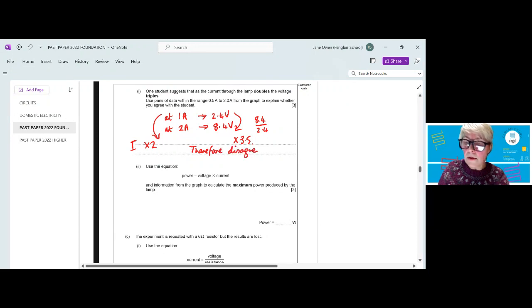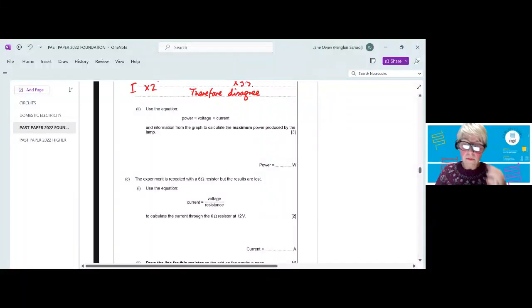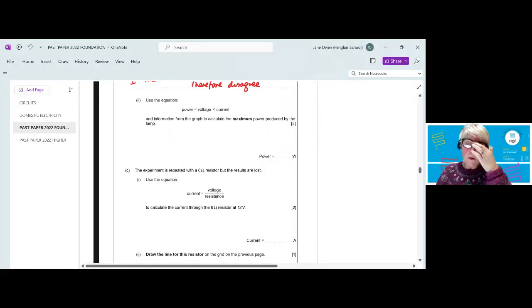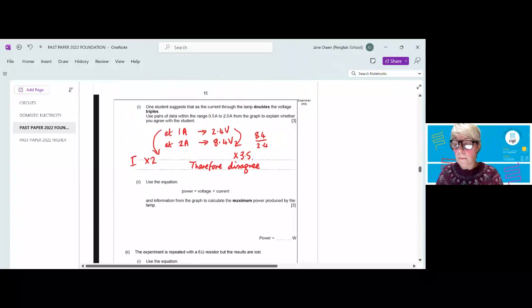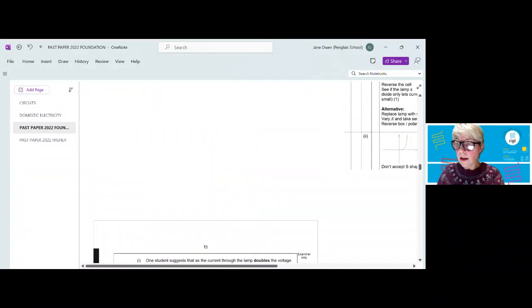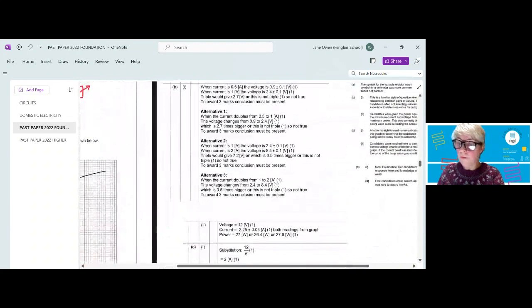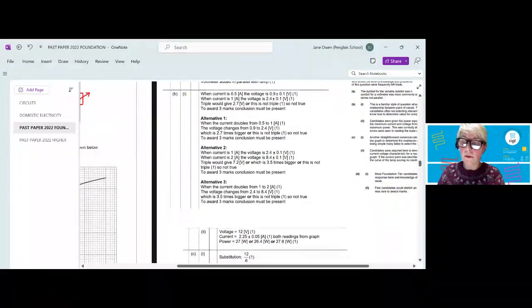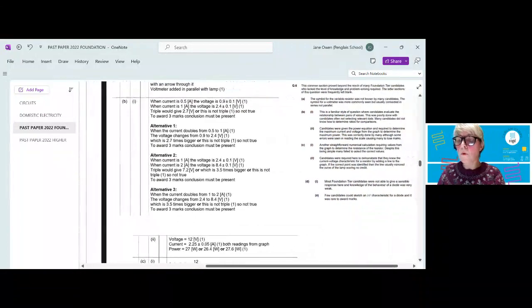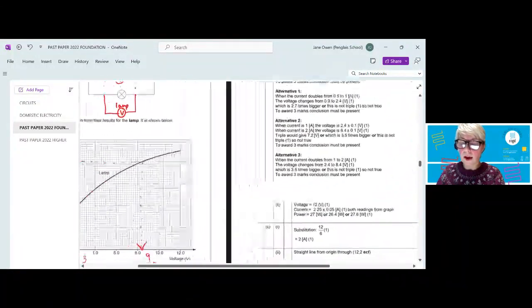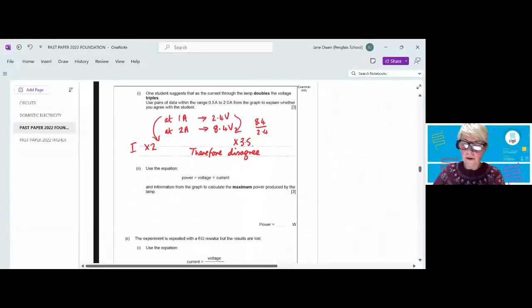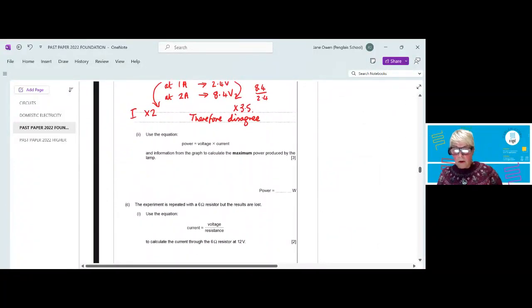Okay, it's all about linking it back to the question. Explain whether you agree with the students. WJEC love this. They love to put something forward for you to prove or disprove using the data that they have given you. So tie it back in to say agree or disagree. There are many different ways of doing this question, and I have put all of those different alternatives there for you to see, along with what the examiner report says about how candidates did this. Okay, moving on.